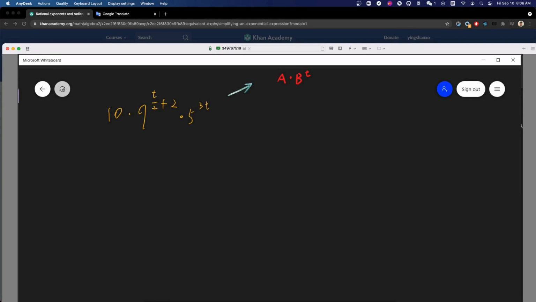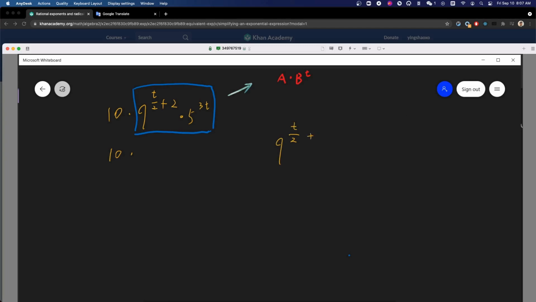Well, at first, I guess the 10 is equivalent to A because it doesn't have any t involved in it. Then what I'm going to do is we need to put the two parts together. So let me do this. The line is 9 to the t over 2 plus 2. What is that? Well, how can we do it correctly?